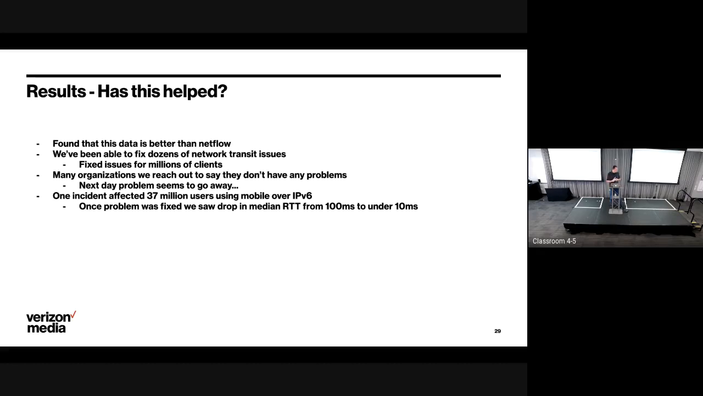So yeah, once this was fixed, we saw the median drop from under 100 milliseconds to under 10 milliseconds. And this was affecting 37 million users, within a certain main locale. Once this was fixed, we could go in there and see if we saw an increase in clients coming back to our network. This has popped up a few times since then as well. Something may be misconfigured and we can go back and address it. We were able to see a significant increase in our traffic once this was fixed.